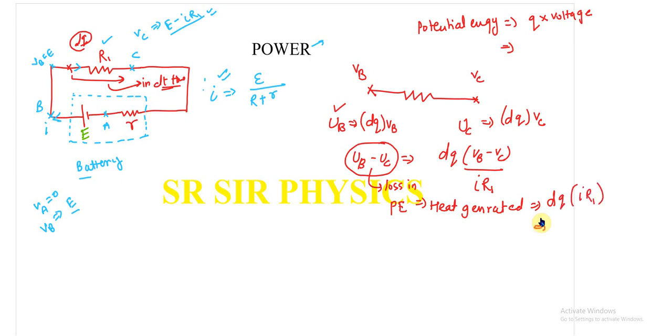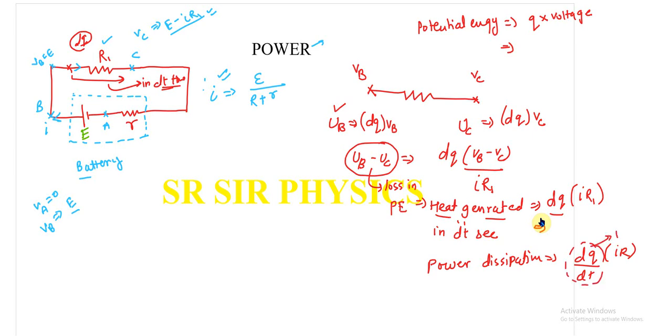Now the next point is that this heat generated has taken place in dt seconds. So if we want to calculate power dissipation, power dissipation becomes heat generated divided by time taken, and this became dq by dt, and dq by dt, we know, is current.